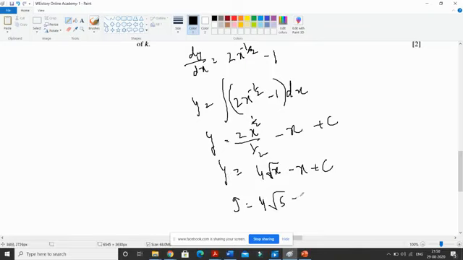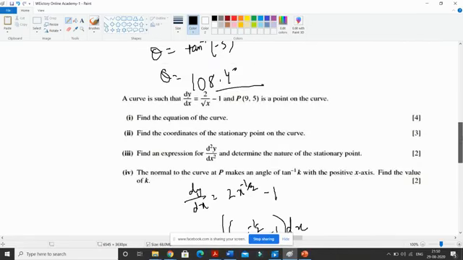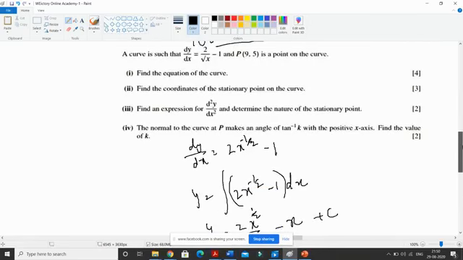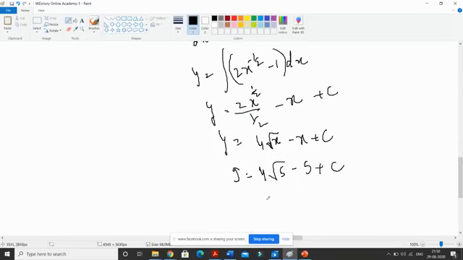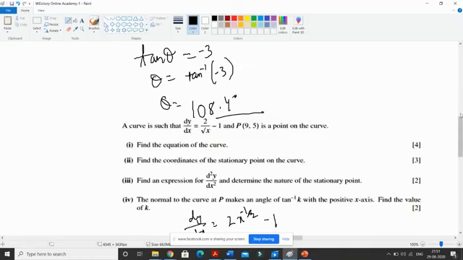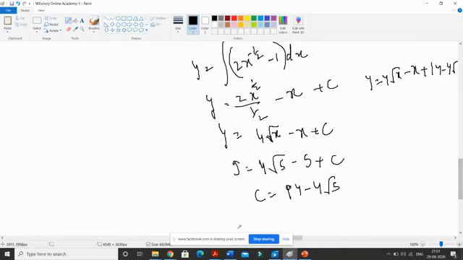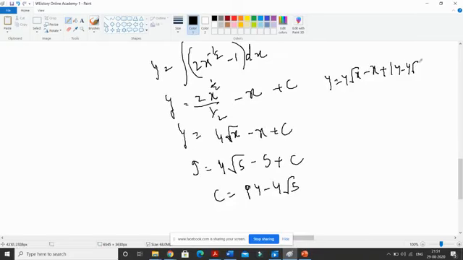4 root 5 minus 5 plus c. Okay, so we can find out the curve equation. So c value will get as 9 plus 5 is 14 minus 4 root 5. So y is equal to 4 root x minus x plus 14 minus 4 root 5. That's the answer.